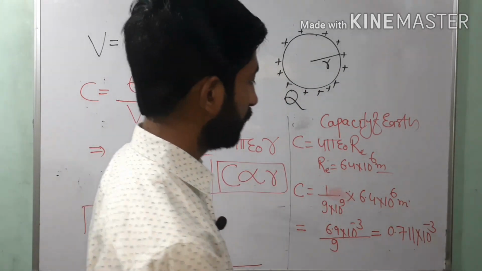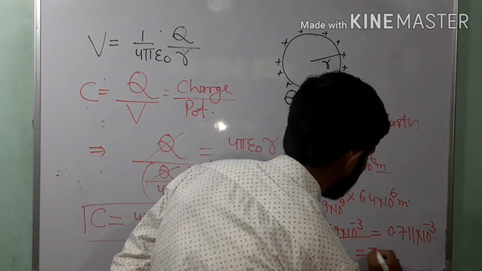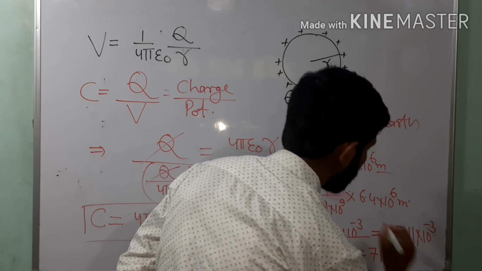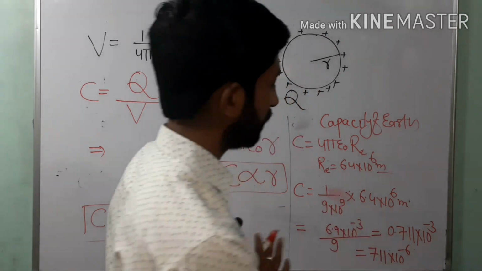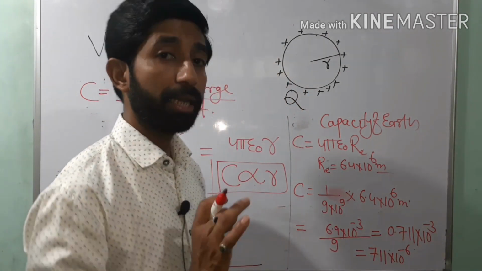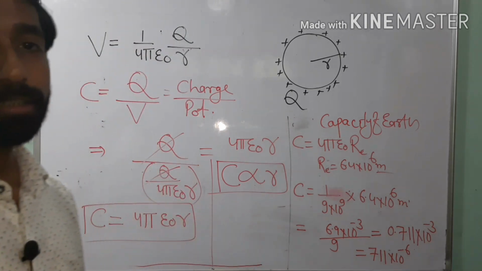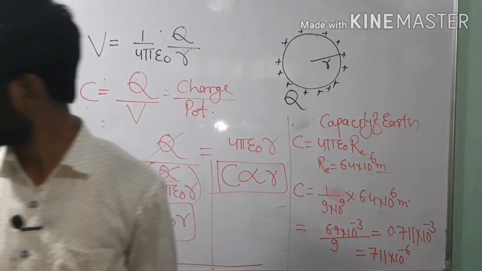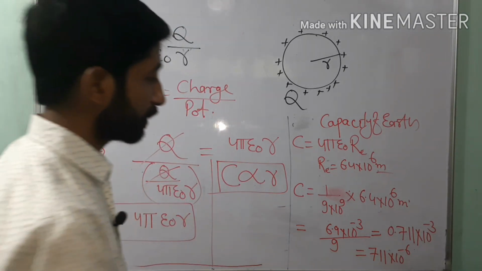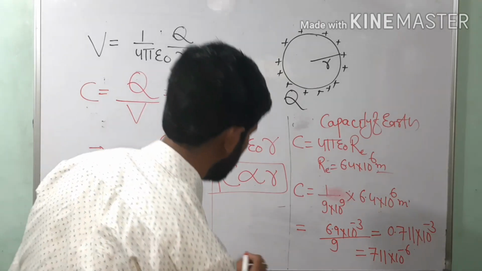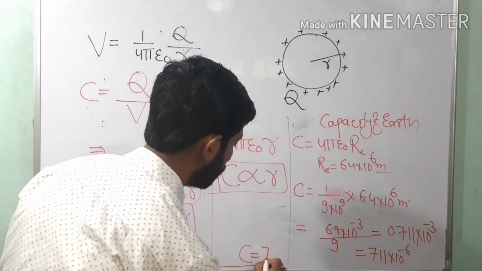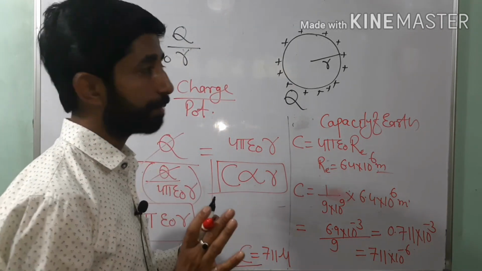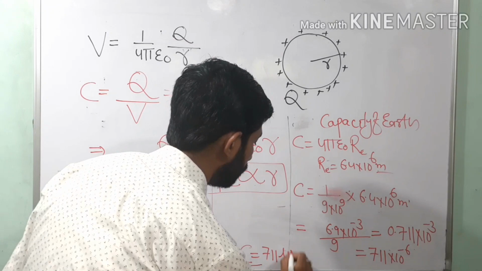This is the calculated value, and finally we can write 711 times 10 to the power minus 6. So the capacitance of earth is 711 times 10 raised to the power minus 6, and what is this? Micro. Micro means 10 to the power minus 6. So more easily, the capacitance C is equal to 711 micro, and what is the unit of capacitance? That is farad. So microfarad.